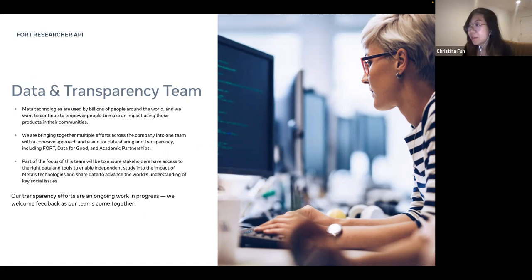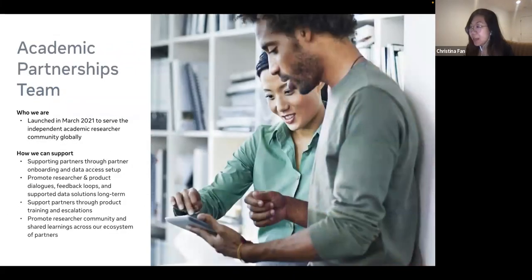Meta technologies have billions of people around the world and billions of data points. So we want to think about what the right approaches are for us to make that data available to you, and understand what researchers really care about, as well as the tools and ways in which the data can be provided to them. A little more about the Academic Partnerships team: we launched in March of 2021, so that was just last year. And our team specifically serves the independent academic researcher community.